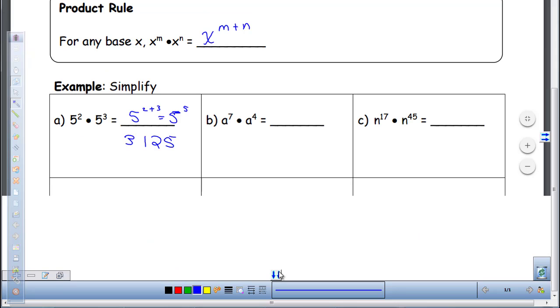Okay, here we just have variables. So we got a to the 7th times a to the 4th. This would be a to the 7 plus 4, or a to the what? A to the 11th. Okay, we got n to the 17th times n to the 45th. So this is going to be n to the what? 62nd. Very good.